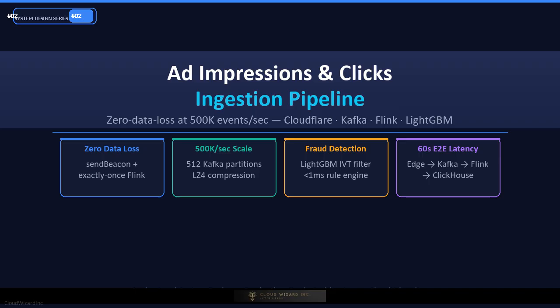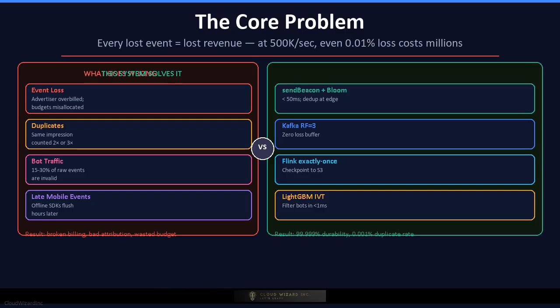By the end of this video, you will know exactly how to build a zero data loss ingestion system that scales horizontally on Black Friday, without a single on-call page. This is the exact architecture running at companies like Google, Meta, and The Trade Desk right now. So let us start with the core problem.